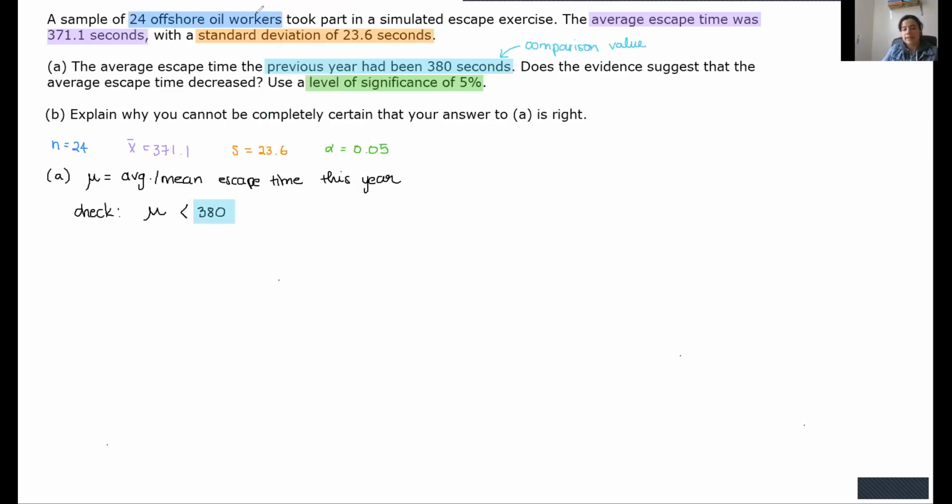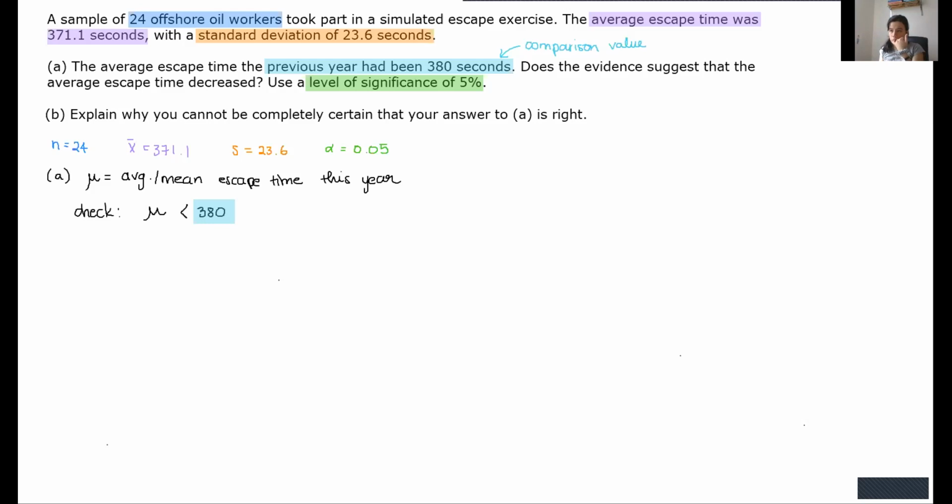Does this work? If so, please raise your hand. Wait, so all this really means is the mean has to be less than 380, right? Yes, so what we're trying to determine is if the actual mean for the whole population is smaller than 380, which is not the same as to say, is the sample average smaller than 380, right? So what we're saying is, is a sample average of 371.1 enough information to say that the average for all workers is going to be smaller than 380?